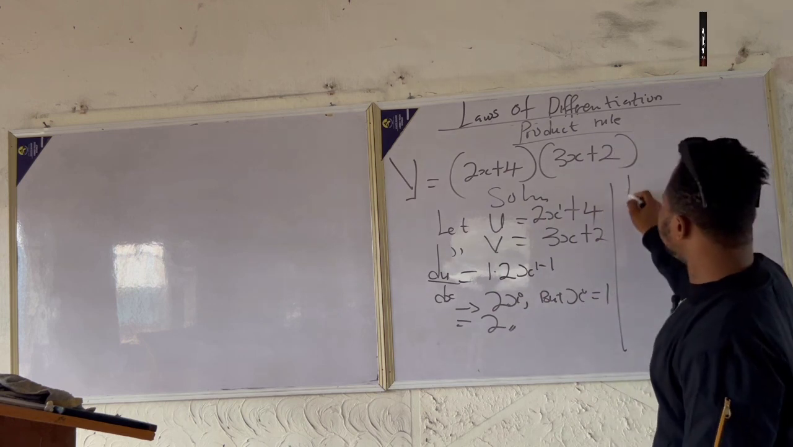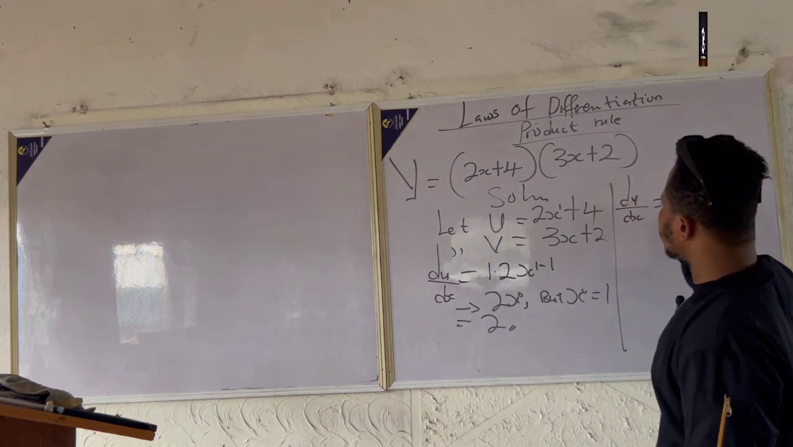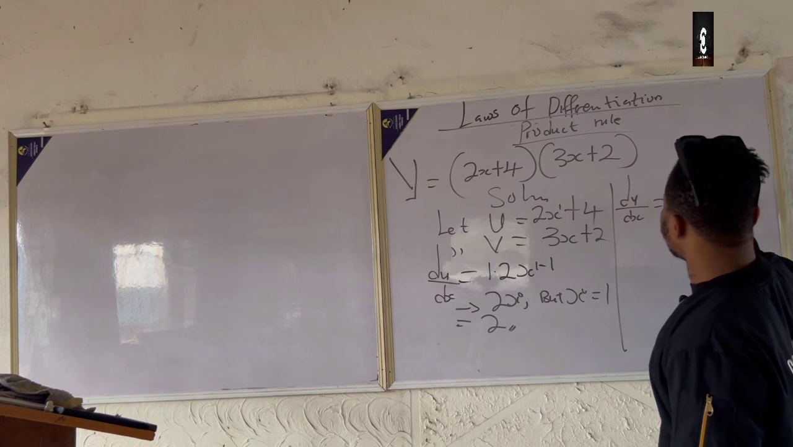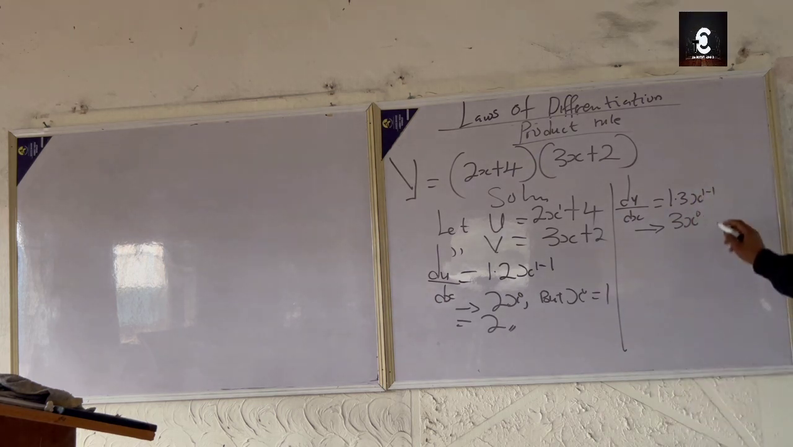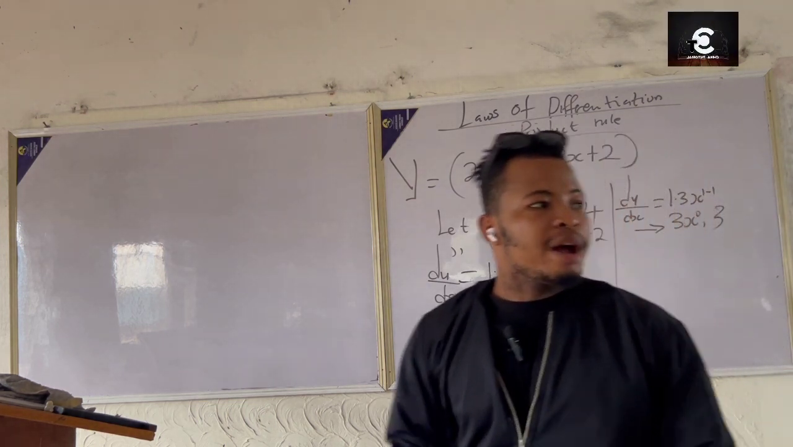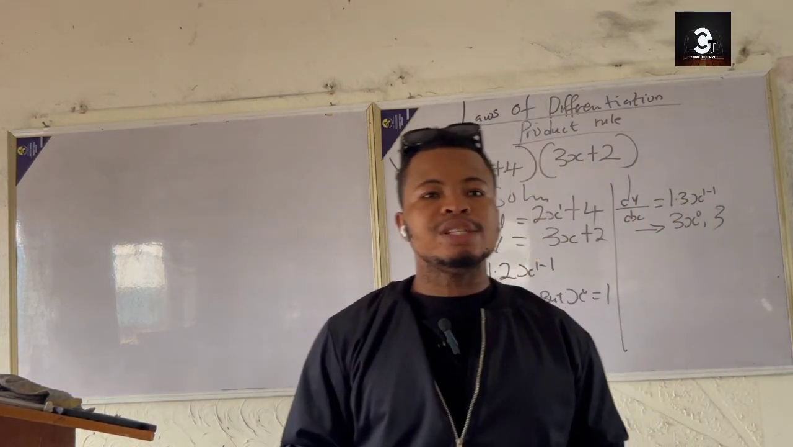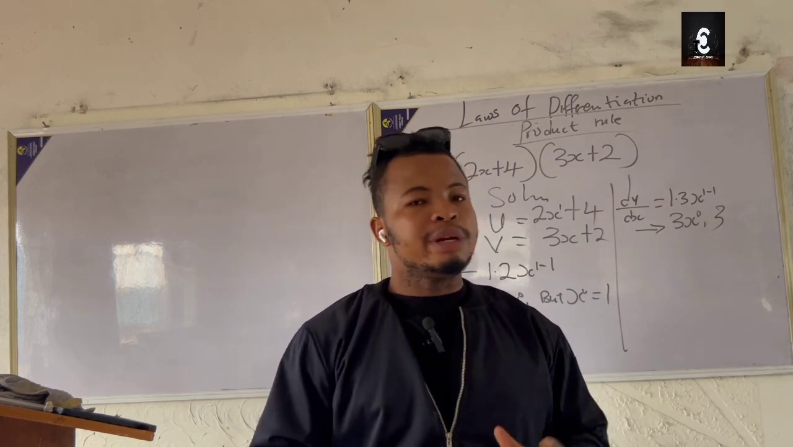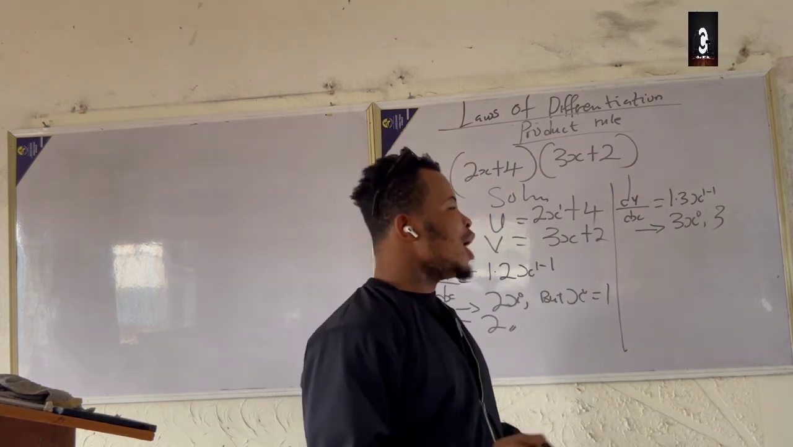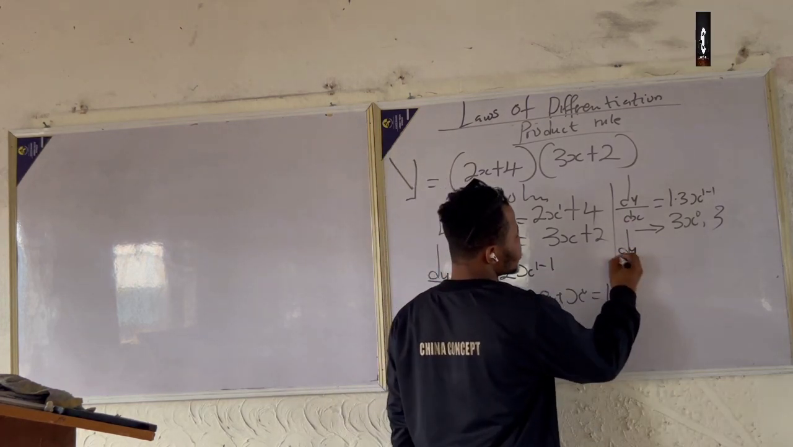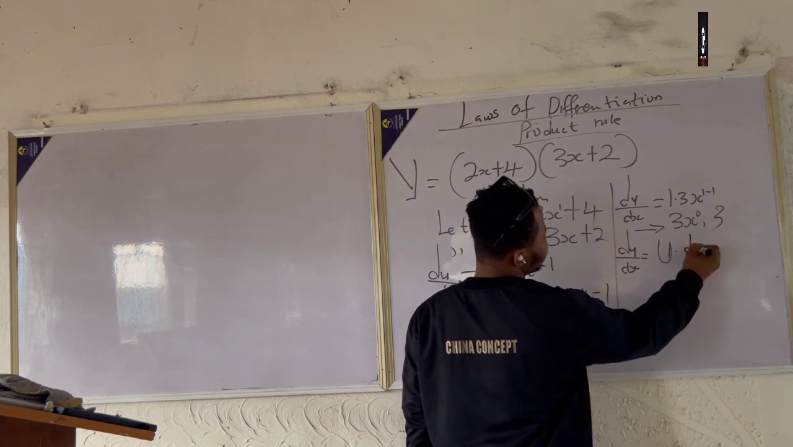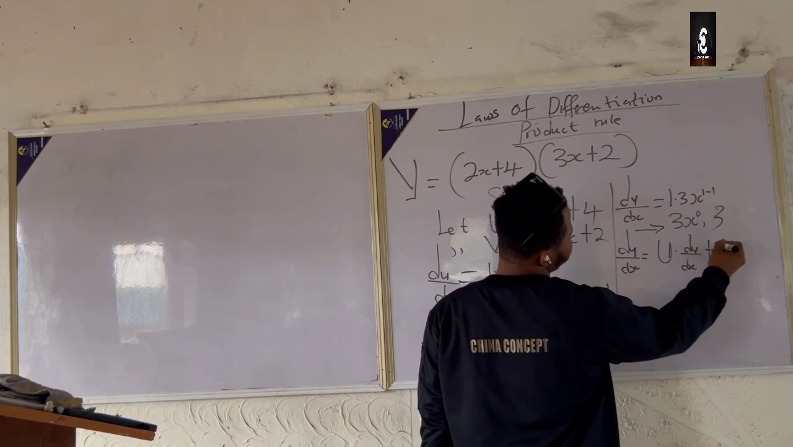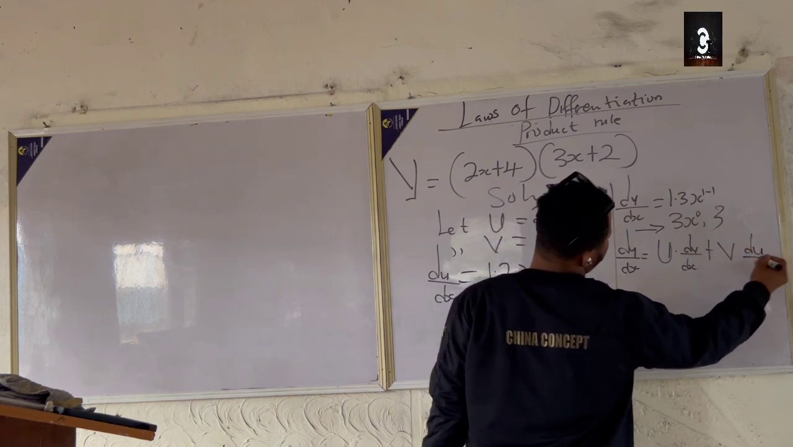The same method I will do for v. dv over dx is 1 times 3, x raised to 1 minus 1. So this gives me 3x raised to power 0. Anything raised to power 0 is 1, so our answer is 3. When you have it like that, finally, all you need to do is bring in the rule of differentiation. You remember the formula: dy over dx is equal to u multiplied by dv over dx plus v multiplied by du over dx.